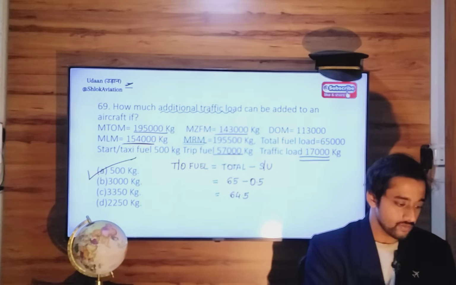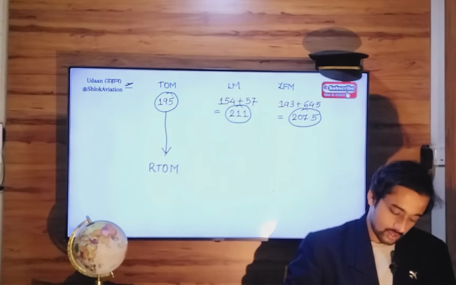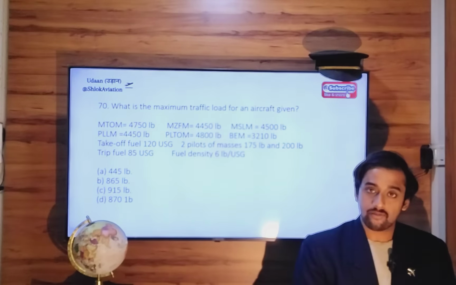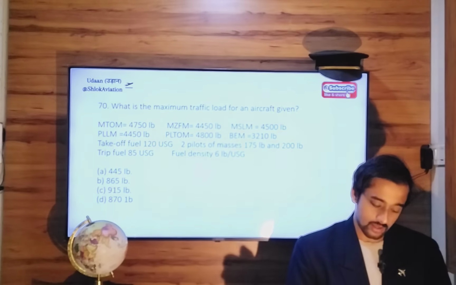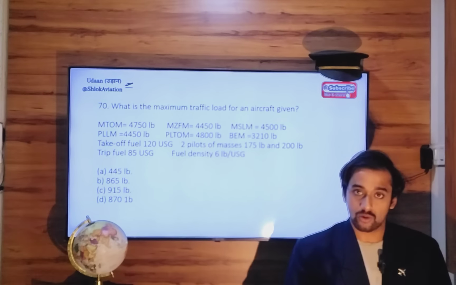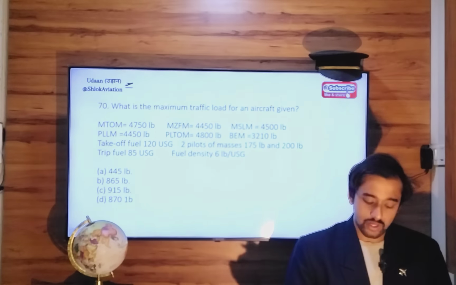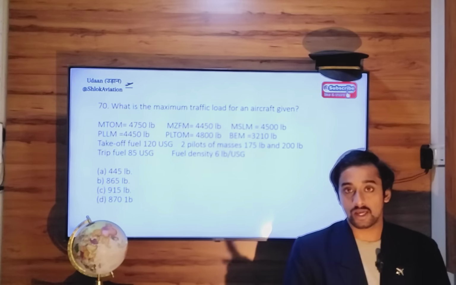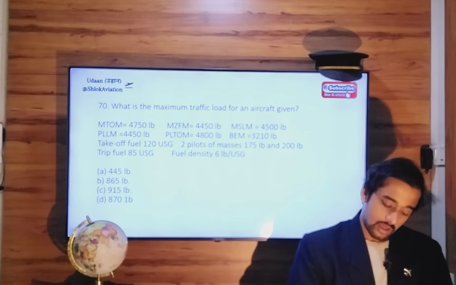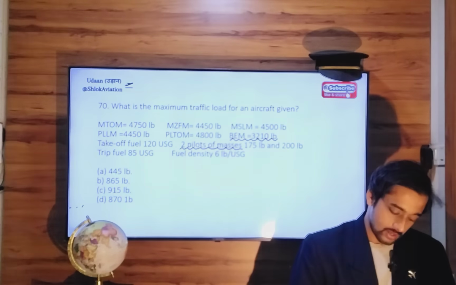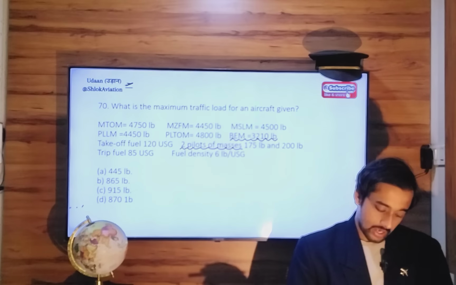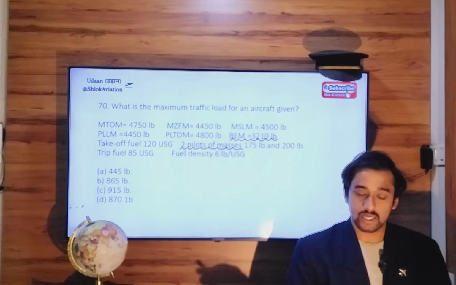Next, question number 70. What is the maximum traffic load for this aircraft whose takeoff mass, zero fuel mass, landing mass are given and their performance counterparts are also given. Basic empty mass is given. DOM is not given. And with basic empty mass, you will use variable loads which include the loads of pilots, and takeoff fuel, trip fuel and fuel density is given.